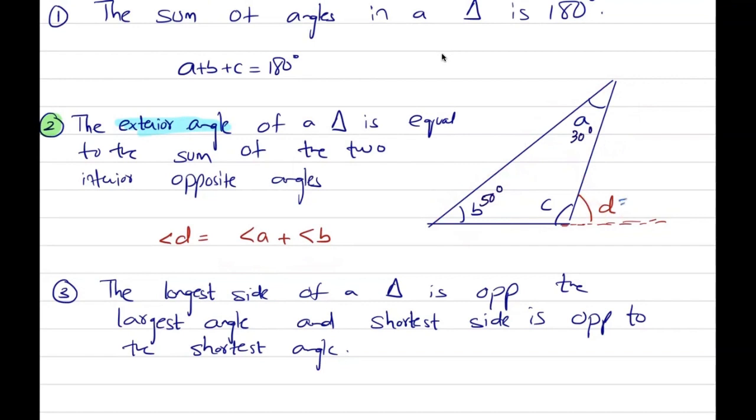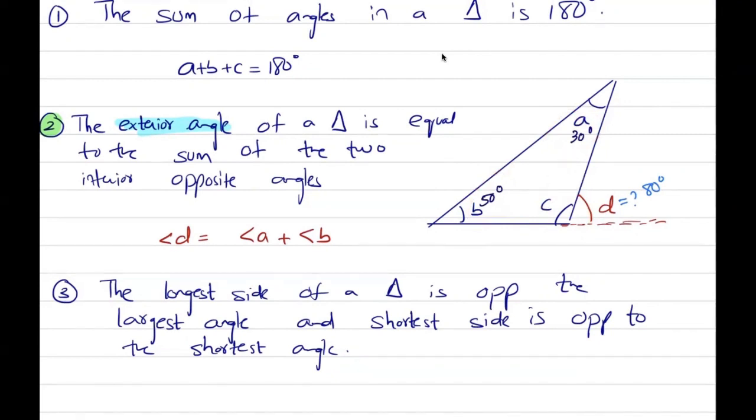Okay, so what's going to be the value of D? If this is 50 and this is 30, this is going to be 80. This exterior angle is going to be the sum of the opposite interior angles. And we know that if this is 80, then this is going to be 100. So if you add 100, 50 and 30, you're going to get 180 degrees.